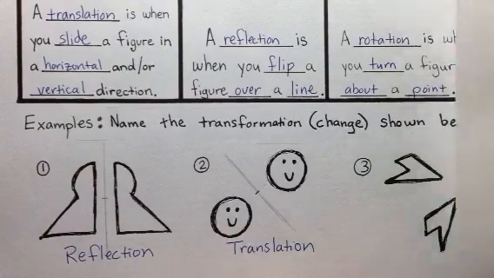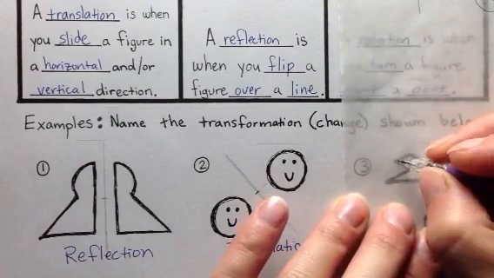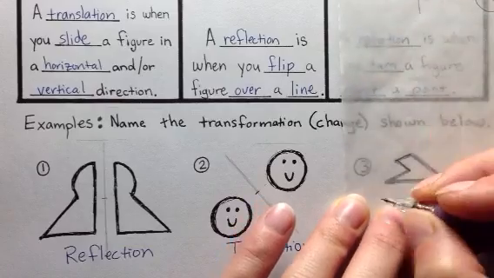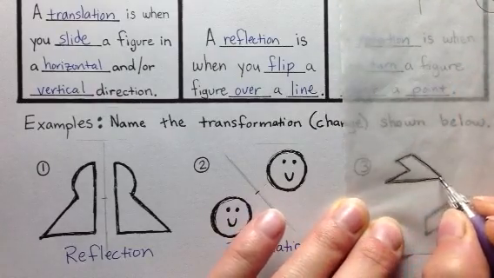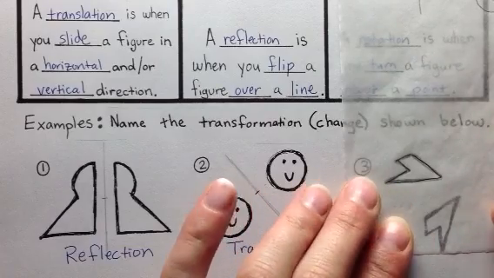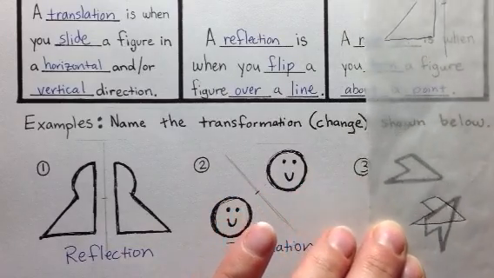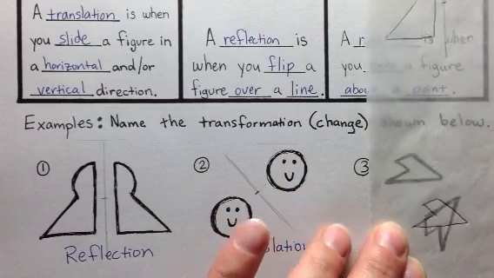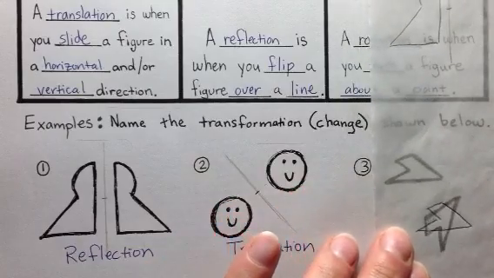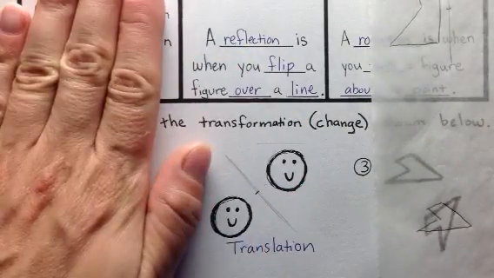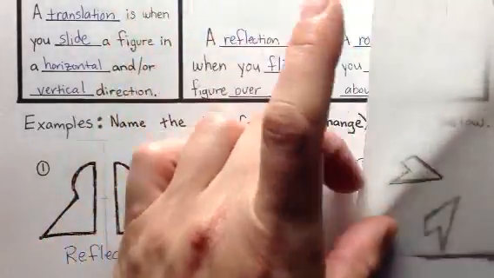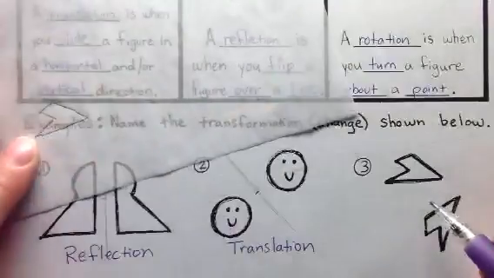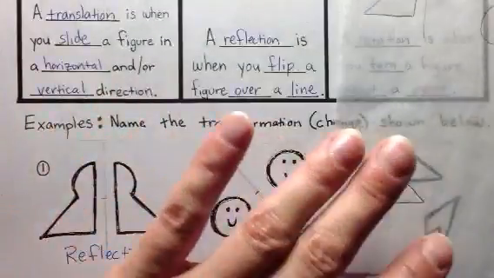Okay, let's look at the last one. So my pre-image, I'm going to trace. If it is a slide, I'm not turning or flipping my paper. So if I slide down here, it is not matching. Okay, so this is not a translation. If it was a reflection, I would be able to flip it. Okay, so it would be about halfway.